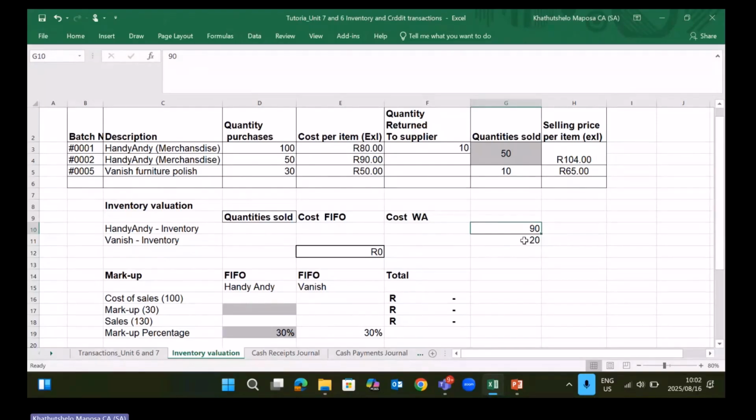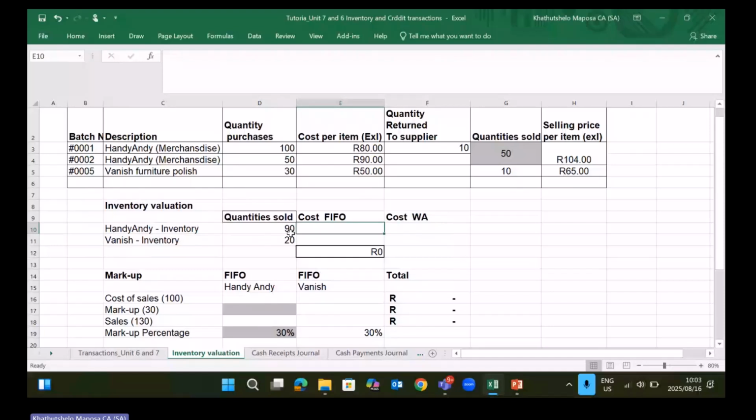My next question is, how many did we sell? That one is simple. It's straightforward. We sold 50 and we sold 10 on the other side. So 90 and 20. If we were to value our inventory at the end of the period using the FIFO method, who wants to tell us what is the value of these 90 that are left? And what is the value of these 20?